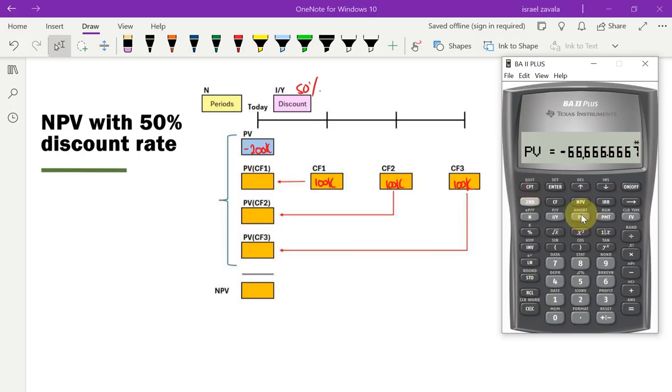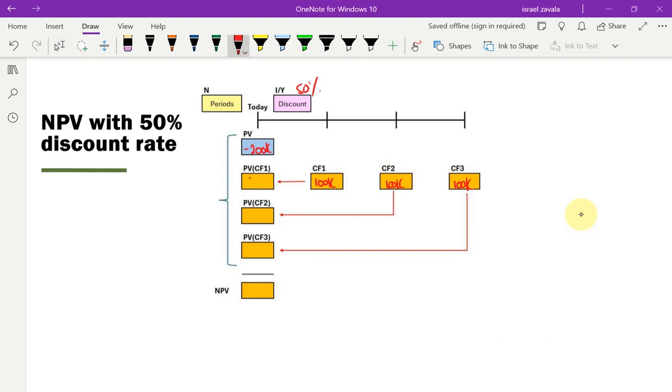So we have 66,666 and 66 cents. Okay, we're going to keep this as positive, right? Because they're cash flows that are promised to us, despite the fact that the calculator is telling us it's negative. So we're just going to keep this simple. We're going to do 66.7 thousand. So 66.7 thousand.